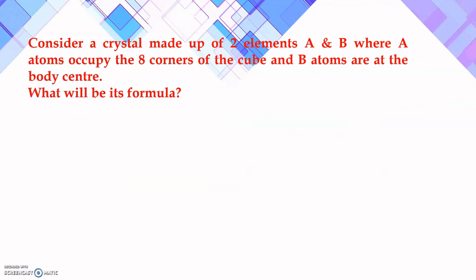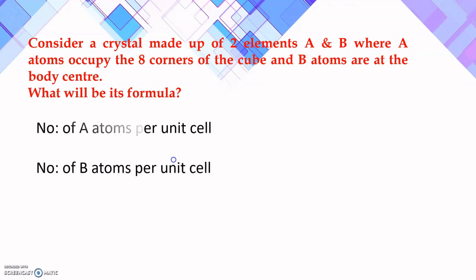Now let's try to solve a problem. Consider a crystal made up of 2 elements A and B, where A atoms occupy the 8 corners of a cube and B atoms are at the body center. What will be its formula? The trick to solve this is to find out the number of A atoms per unit cell and the number of B atoms per unit cell.